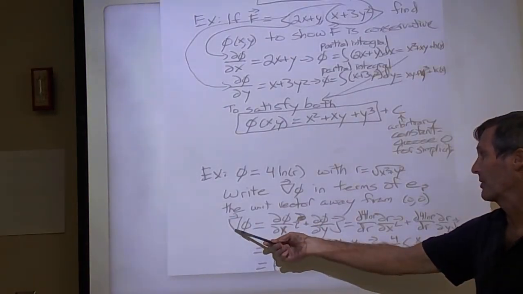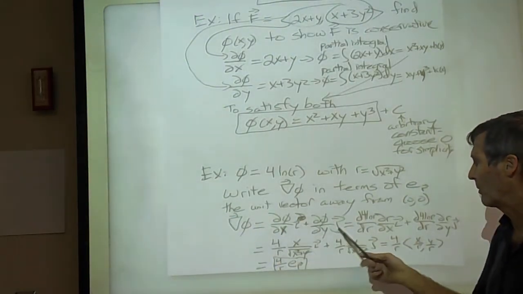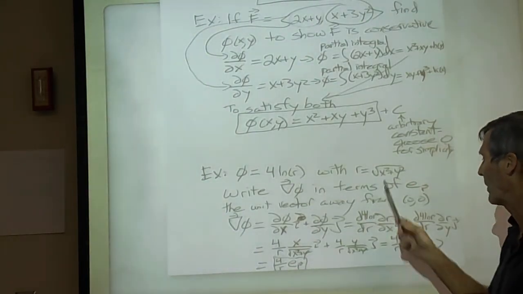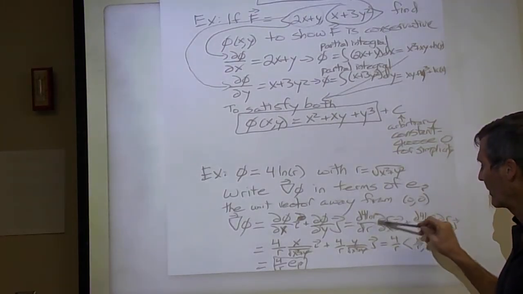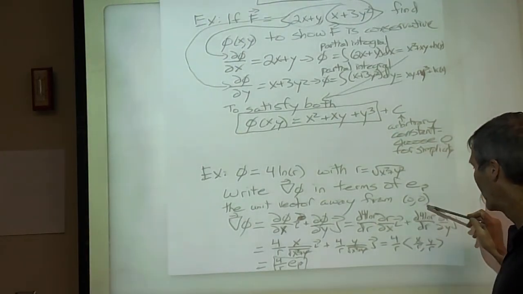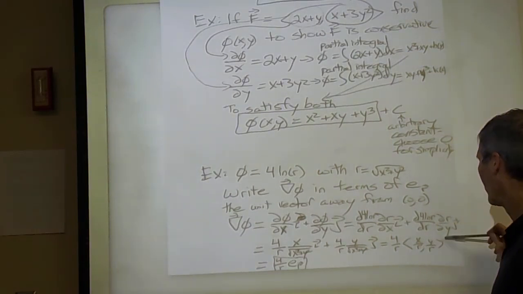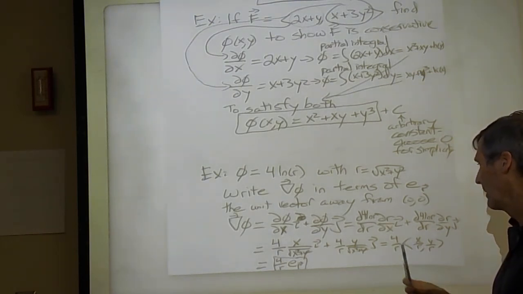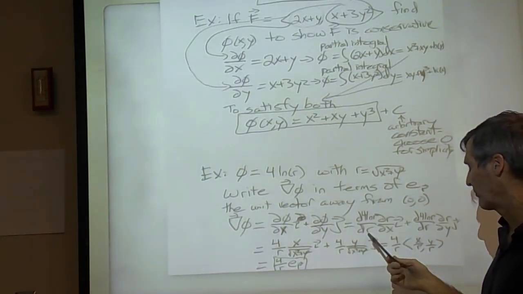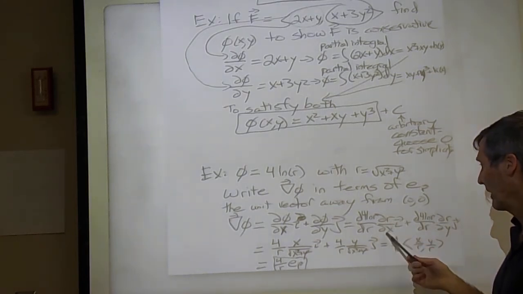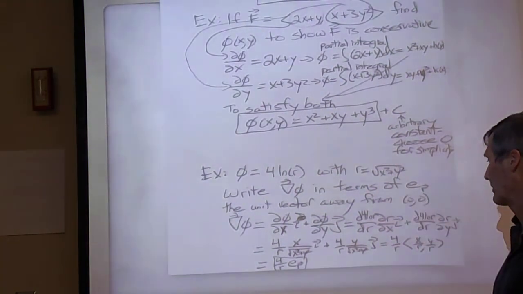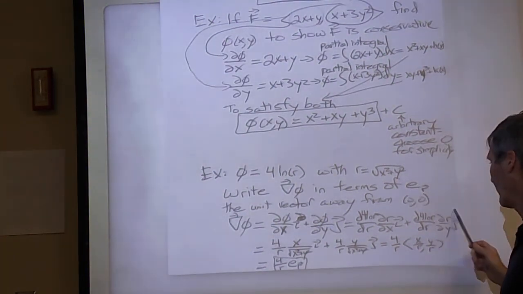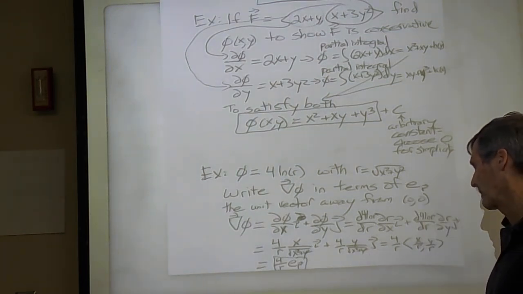How can I write the gradient? Well, I just compute the gradient as d phi dx i plus d phi dy j, the vector of partial derivatives of phi. To compute d phi dx, where phi is a function of r, I use the chain rule. It's d phi dr dr dx i plus d phi dr dr dy j. So this is partial with respect to x, this is partial with respect to y, by the chain rule. The derivative of 4 ln r with respect to r is 4 over r. And dr dx, where r is this, is just x over the square root of x squared plus y squared. Similarly, dr dy is y over the square root of x squared plus y squared.